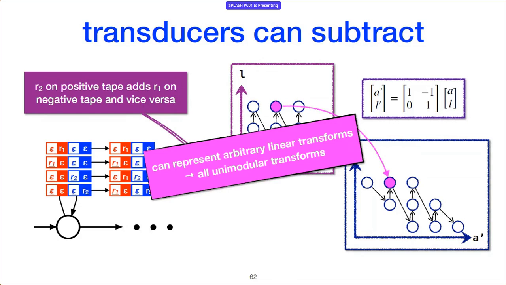So now I can represent arbitrary linear transforms. In fact, the paper shows a procedure for taking any arbitrary linear unimodular matrix, in fact, any arbitrary linear transformation matrix, and constructing a transducer that captures it. So now I can handle any of these unimodular transformations in this framework. They still compose, they still have the same effects.